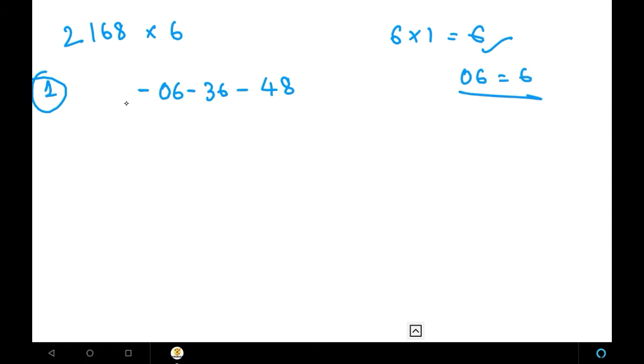Next, 6 twos are 12. See, I have multiplied this 6 with all 4 digits, that is 6 into 8, 6 into 6, 6 into 1 and 6 into 2. So I have got the numbers over here.